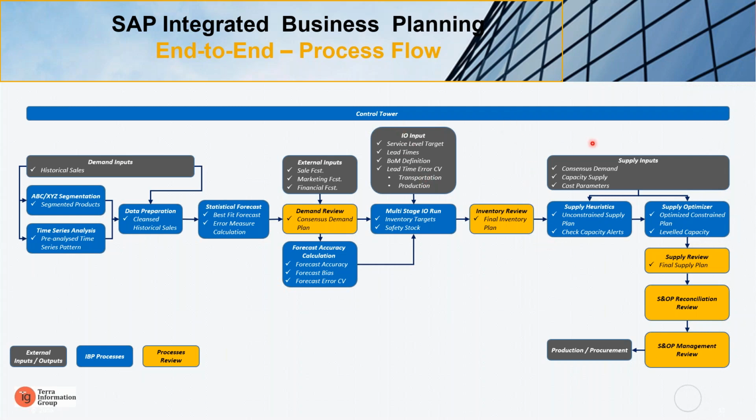And finally, we have supply planning, which is no less than any other module. It takes inputs from demand planning as the consensus demand, and from inventory optimization as the recommended safety stocks and target levels, based on which we can go ahead with any kind of planning, including constraint planning.